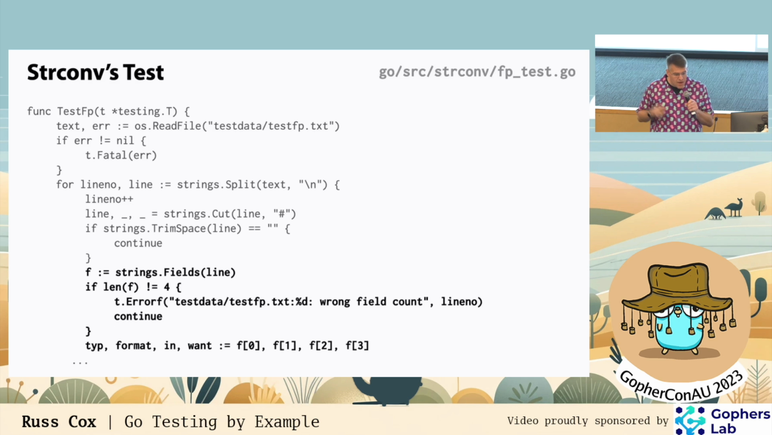There we go. And now we get to the good part, which is we split the line into fields, and we pull out the 4 fields that we expect on each line. By the end of the talk, I will have figured this out.